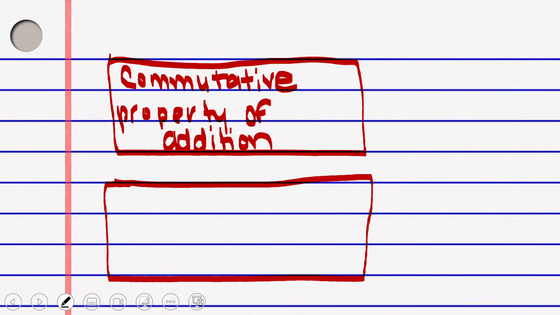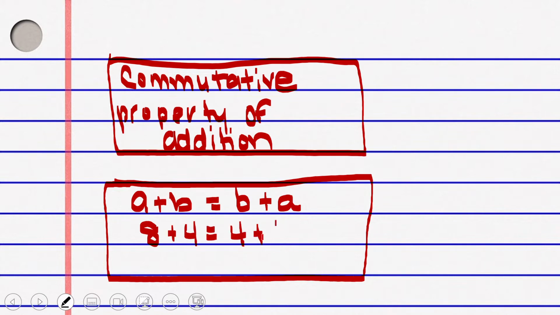All right, commutative property of addition. That says when you have A plus B, it is equal to switching those around, B plus A. Those are equal amounts. If A stays A and B stays B, that's equivalent. So an example, 8 plus 4 is equal to 4 plus 8.